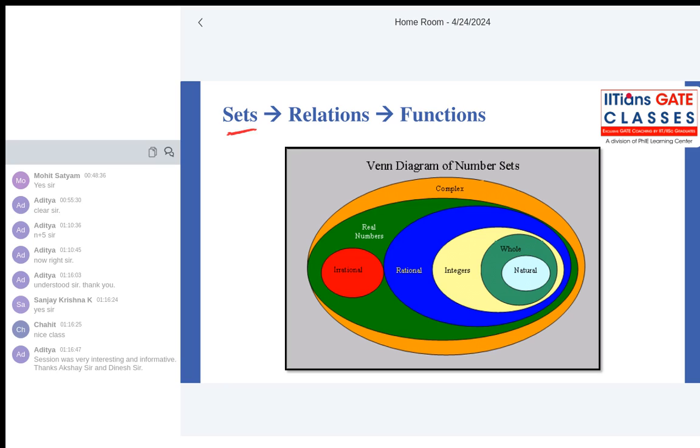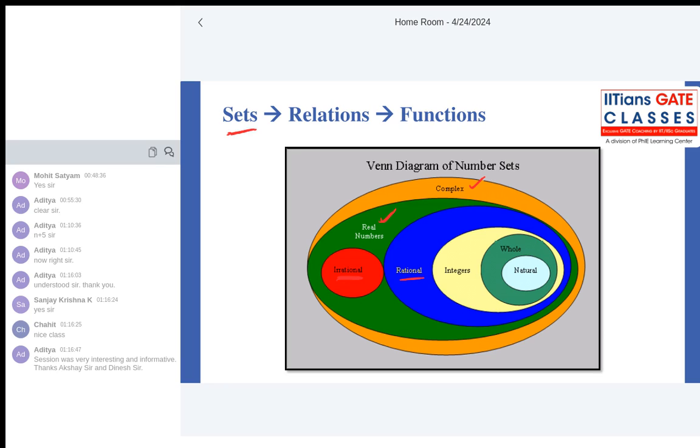So here you can see an image, a Venn diagram. Typically in set representation, we use Venn diagrams. So there is a set of complex numbers, which is the largest set of numbers. And then if you remove certain imaginary numbers out of them, you'll get real numbers. And real numbers have broadly two categories, something called irrational numbers, and then there are numbers called rational numbers.